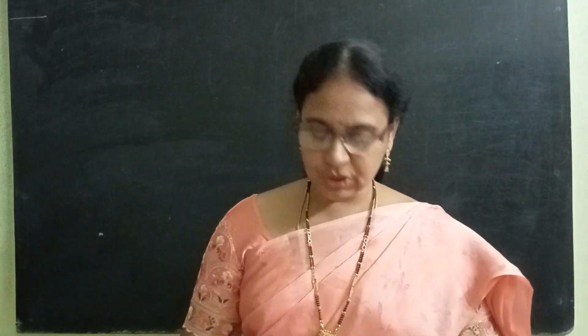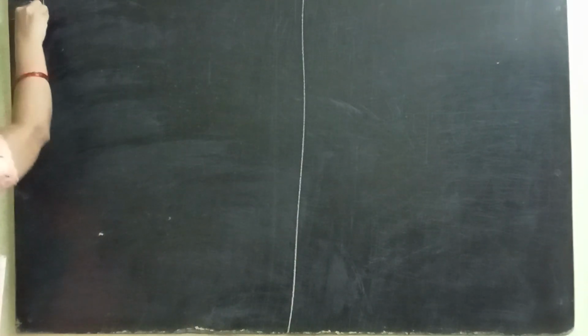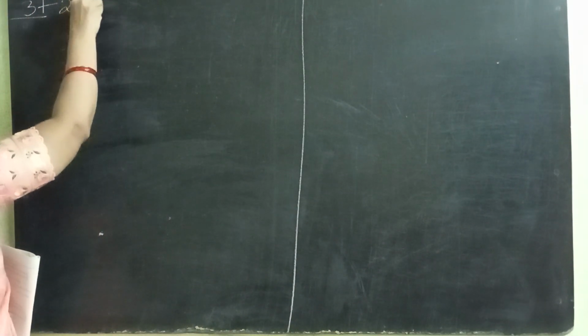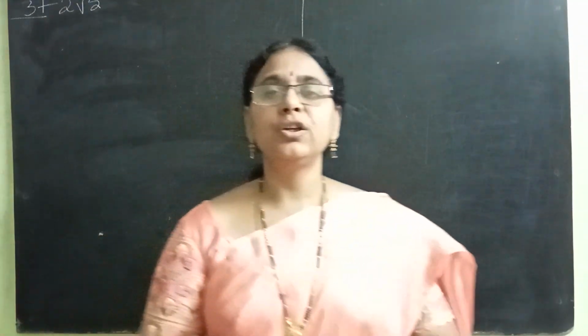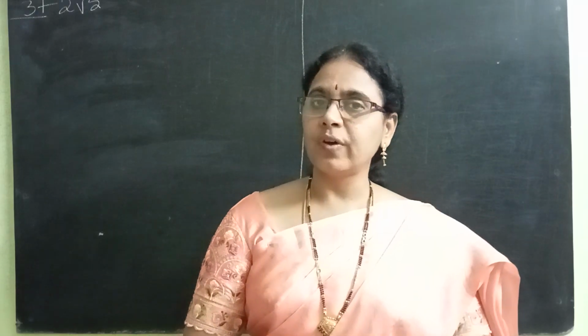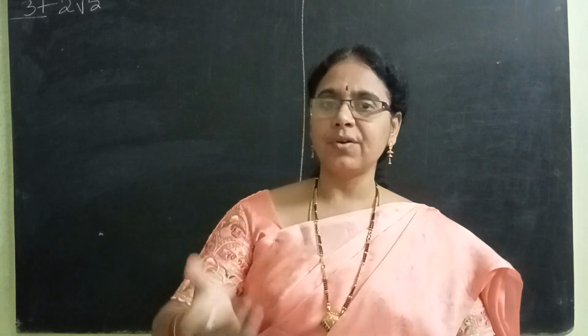Now I will continue with related sums. Prove that 3 plus 2 root 5 is irrational. We have to prove 3 plus 2 root 5 is irrational. Let us assume it is rational.